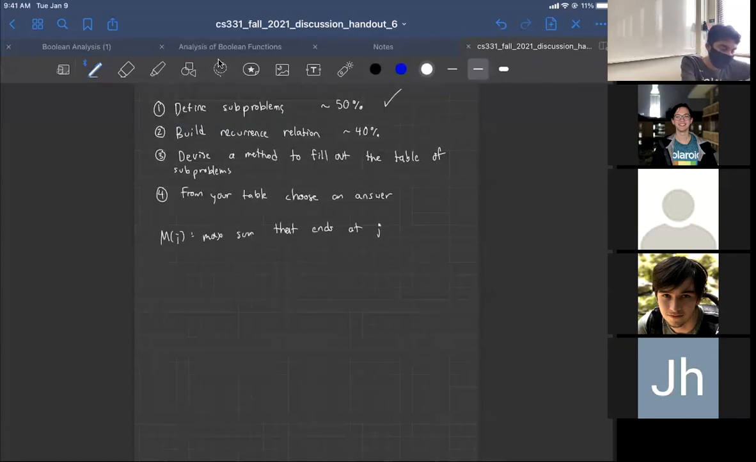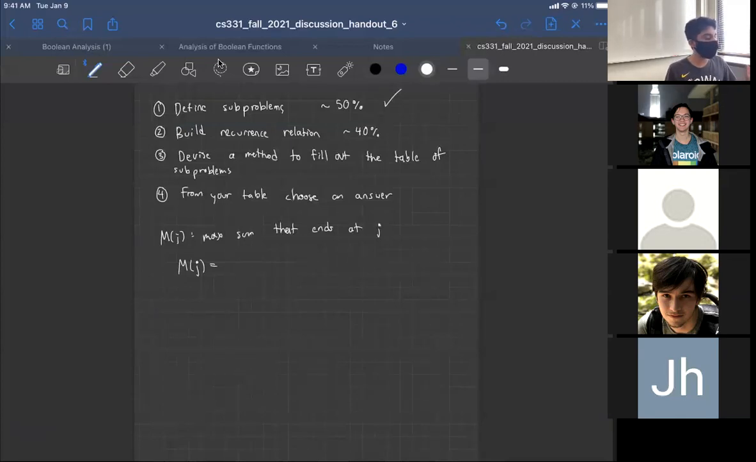What is the second step? We need to build a recurrence relation. So what does M of j depend on? Well, there's choices here. Whenever you're building these recurrence relations, you think of a choice with the particular element that you're adding on. With this element a sub j, you either include it in the maximum sum that ends at a sub j, or you don't. In the case that you don't include the jth element, that's the case where we take the empty set.